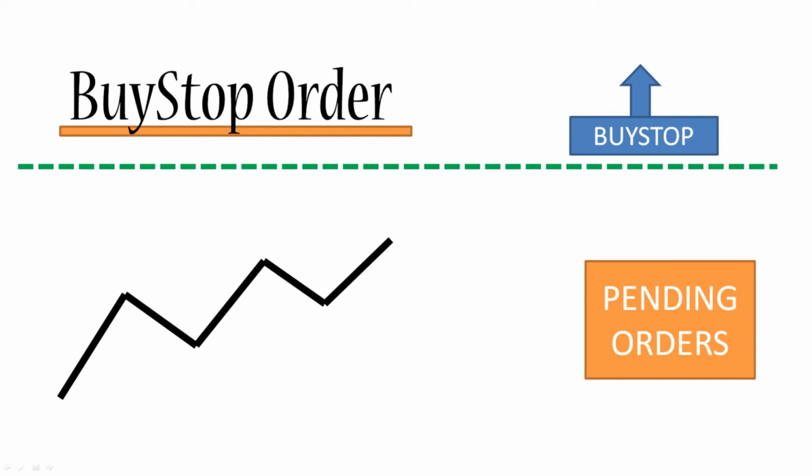So basically, in this case what's happening is you're saying that if the price reaches this green line, I want to enter the market with a buy order. So let's see how that happens. The price crosses the green line, and that's exactly when your buy stop order turns into a buy order. So from that red cross onwards, your buy stop order no longer exists. Now you have a buy order in the market.